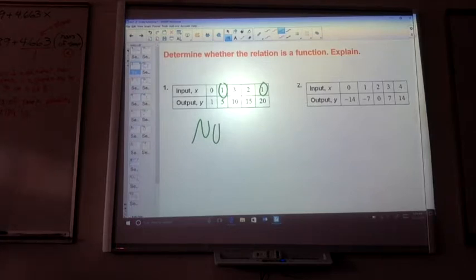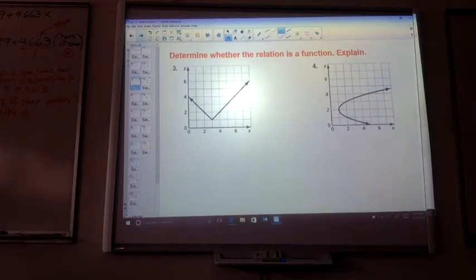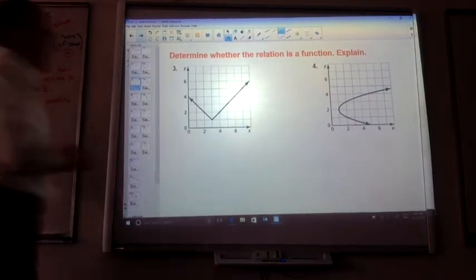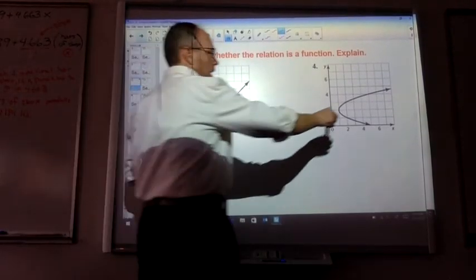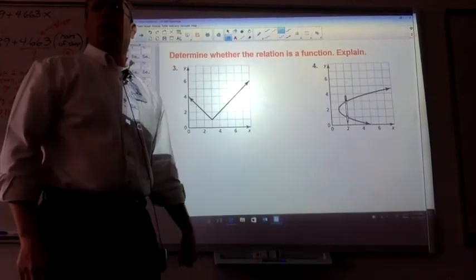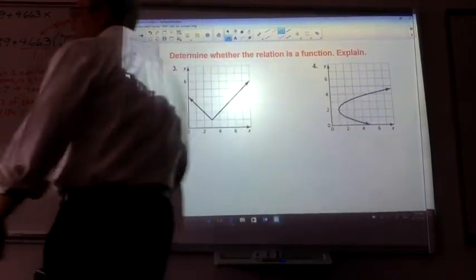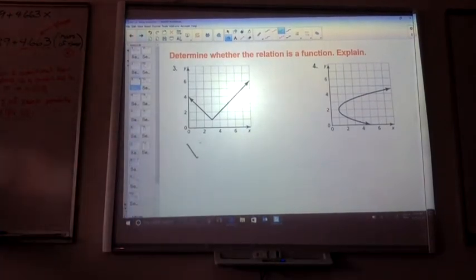Problem number 2, our input is 0, 1, 2, 3, 4. Function or not? Yes. The x values, the input, the domain, doesn't repeat. Determine if 3 and 4 are a function. What do you think? Vertical line test works all the way through. So is this a function? Yes and no. On this one, the vertical line test doesn't work. If I do that, it touches it twice, so it's not a function, right? So number 3, yes, function. Number 4, no, because the vertical line test touches twice if I draw that in.